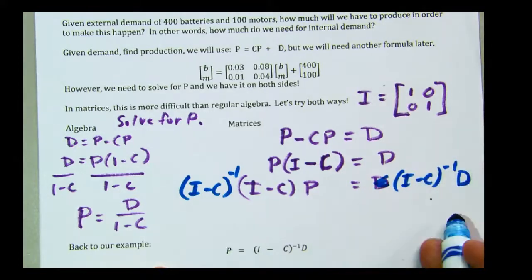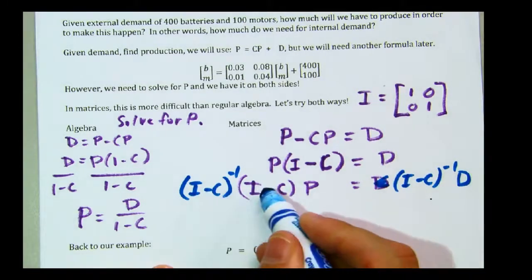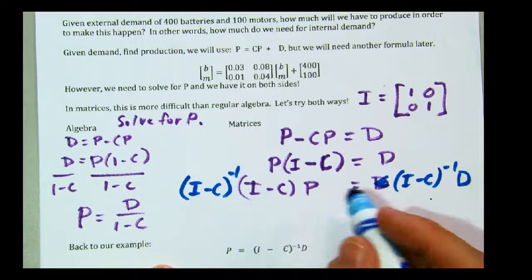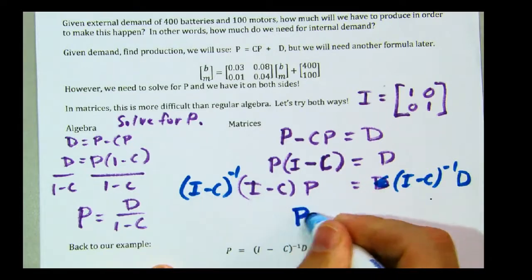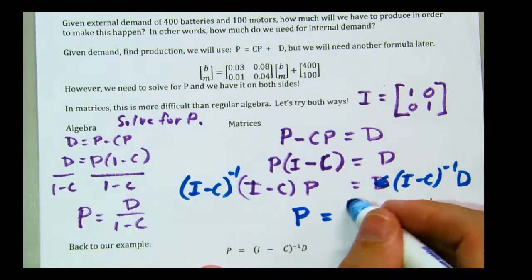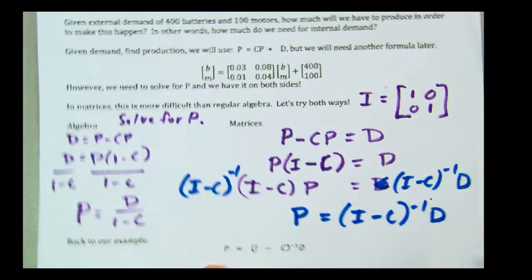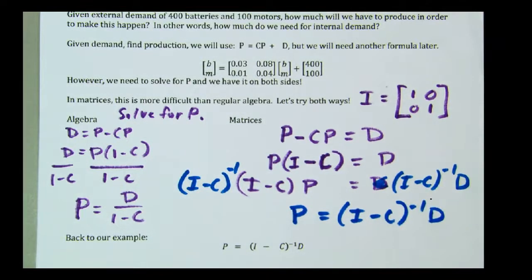I don't know if you need to know this too much, but for some of you who get into this, it's kind of nice to do. When I multiply these two together, the inverse times the original, they just turn into the identity matrix. So the identity matrix times P is just P. And then my final equation is this right here. Okay, so that's the equation that I need.